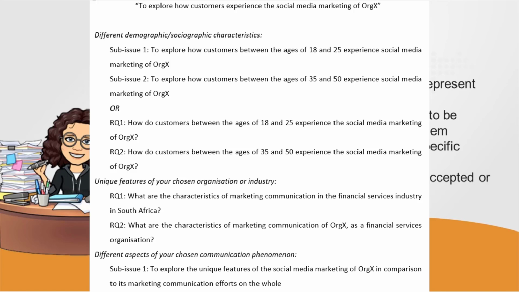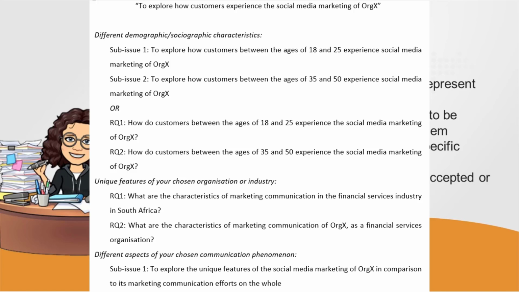And then sub-issue 2 could be to explore how customers between the ages of 35 and 50 experience social media marketing of organization X. So that is making two sub-issues to explore two different age categories in order to probably compare them or to interpret them together at a later stage towards understanding the fuller version of the main issue. Or if you had formulated specific research questions, it could have been, how do customers between the ages of 18 and 25 experience the social media marketing of organization X?